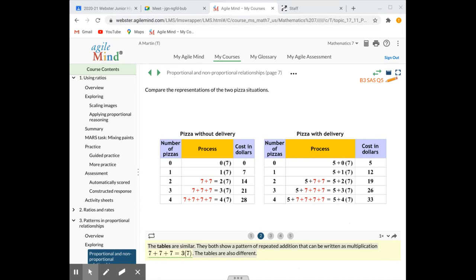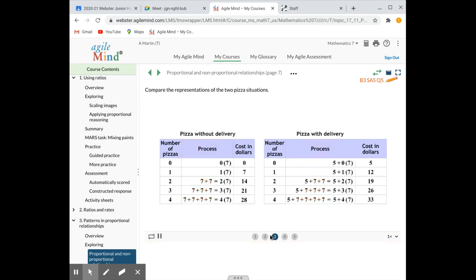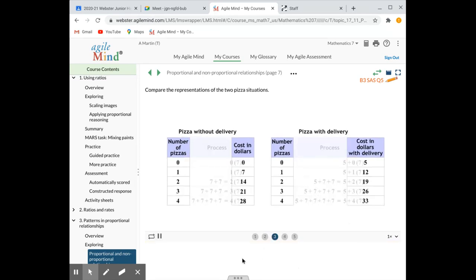All right, Keegan, go ahead and read this for us, please, sir. The tables are similar. They both show a pattern of repeated addition that can be written as multiplication. 7 plus 7 plus 7 equals 3 times 7. The tables are also different. Good. Make sure your screen's on, Keegan.